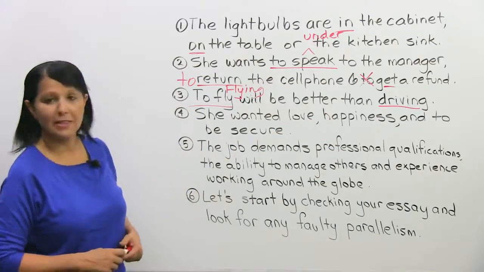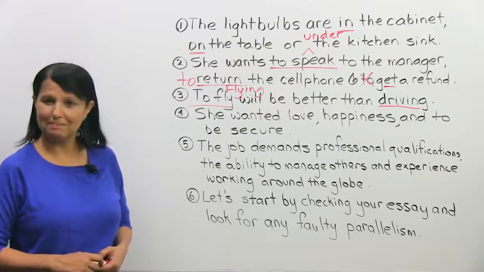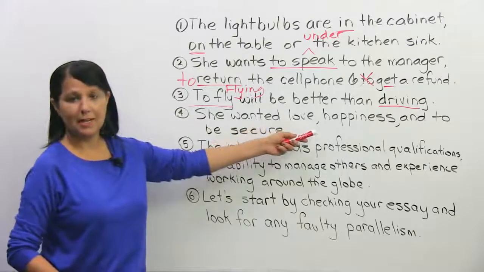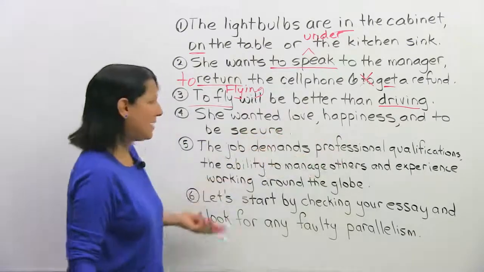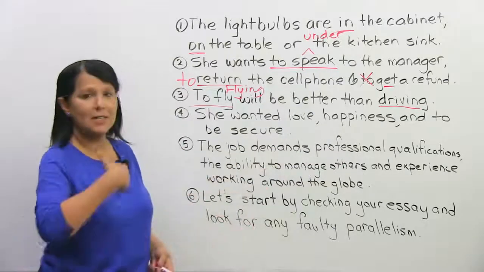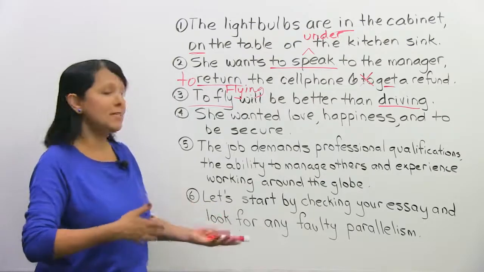Next, number 4. She wanted love, happiness, and to be secure. So what do we have there? She wanted love, a noun, happiness, a noun, and then what happened? The structure of the sentence fell apart. So instead of having a third noun, the writer went on to say, and to be secure.